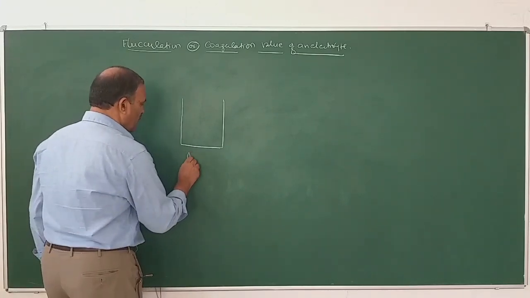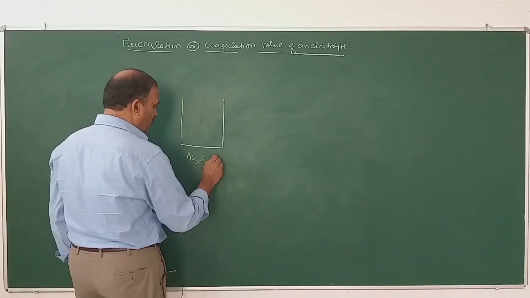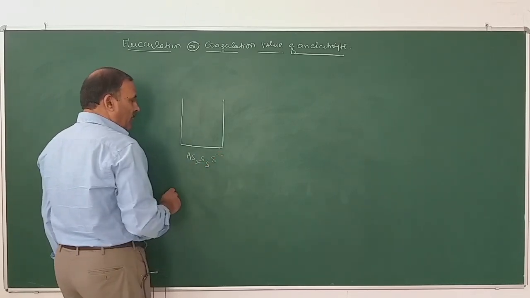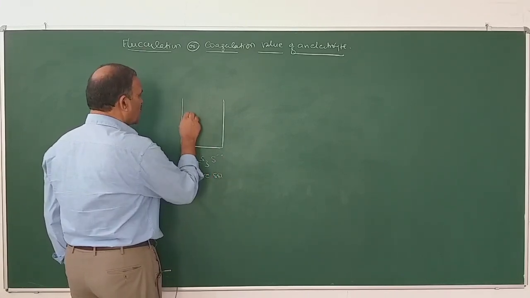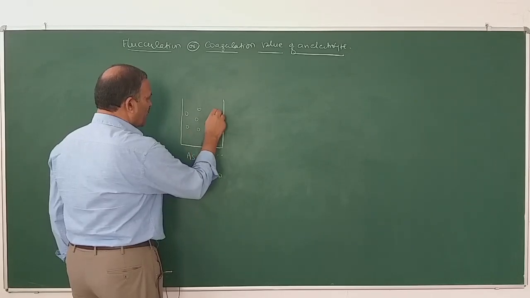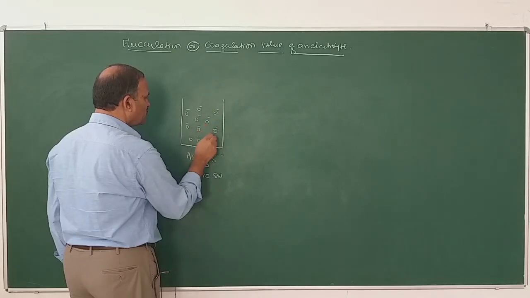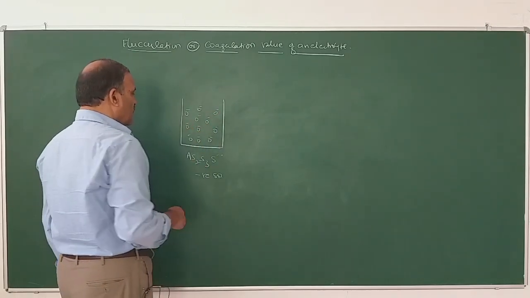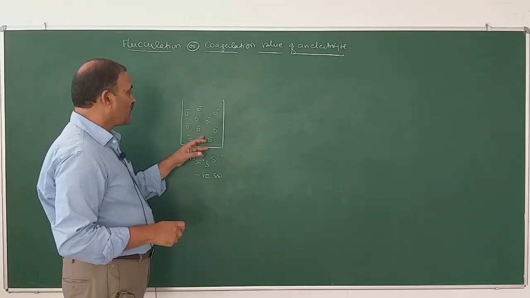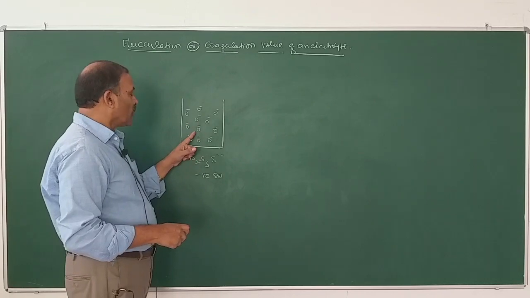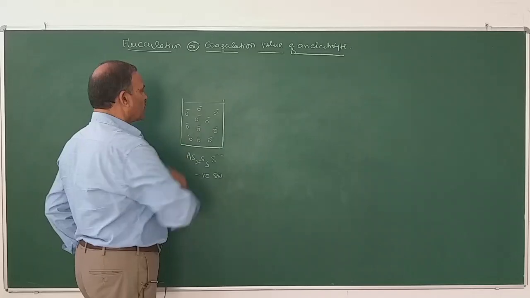For example, As2S3 sol is a negative sol because of the adsorption of S minus ions. Here the particles carry negative charges, therefore it is a negative sol. The charge on the colloidal particles is responsible for the stability of the sol, and Brownian movement is also responsible for the stability of the sol.